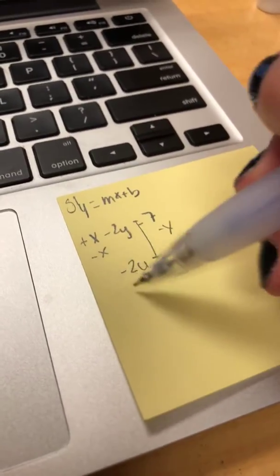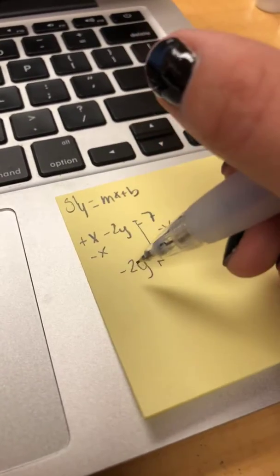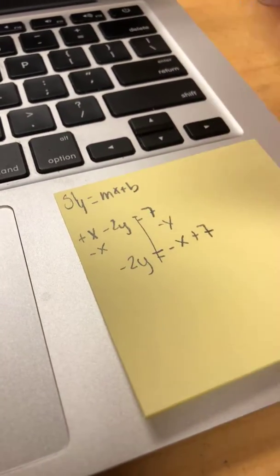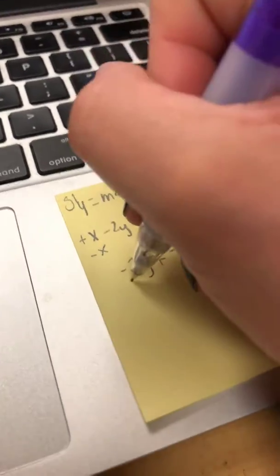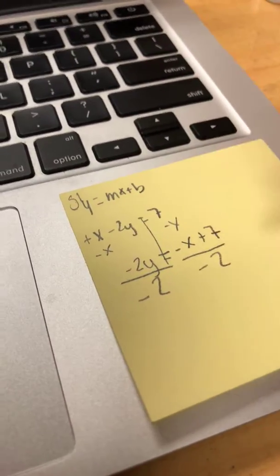My y is still not alone. I need to isolate it further. The negative 2 is being multiplied by the y. So in order to get that to go away, to perform the inverse operation, I divide by negative 2. What I do to one side, I do to the other side.